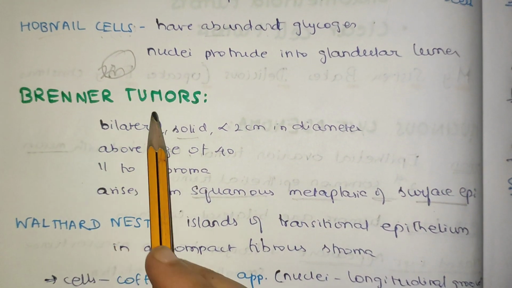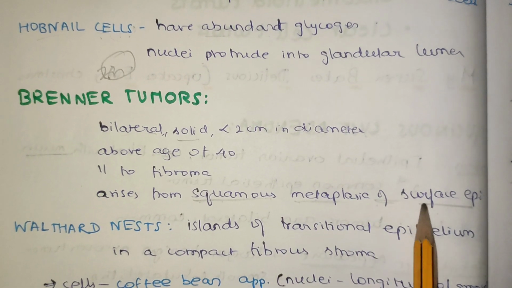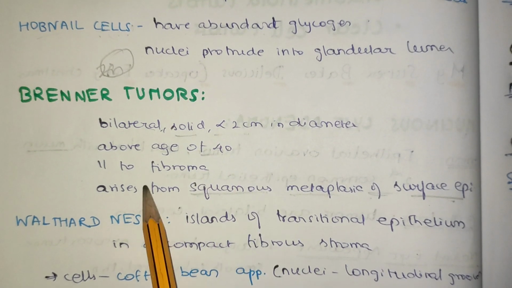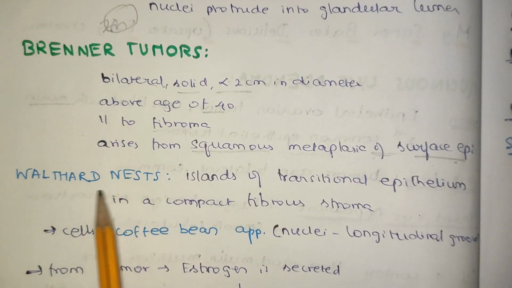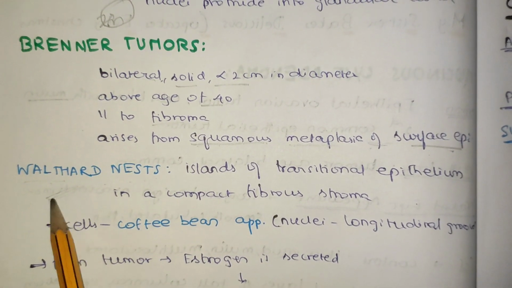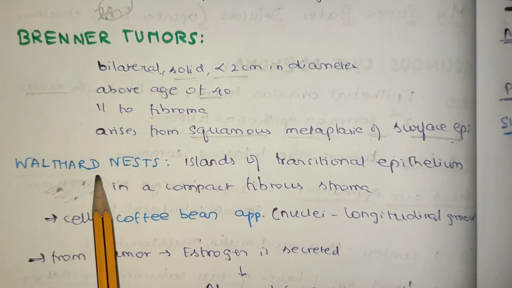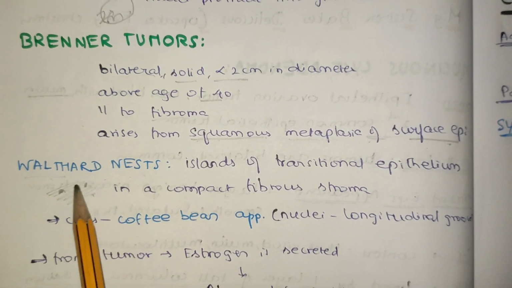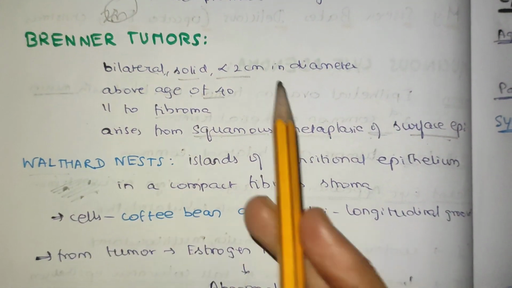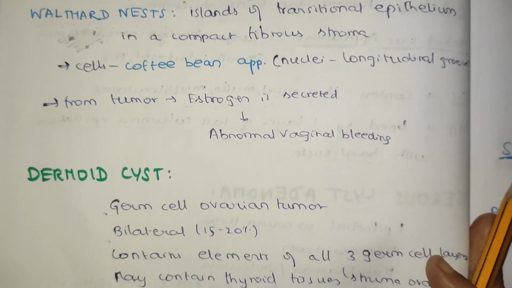So an important point about Brenner's tumor is where it arises from. It arises from squamous metaplasia of surface epithelium. Age group is above 40 years, and it is less than 2 cm in size. It is similar to fibroma. An important term here is Walthard nest. Walthard nest means, in a compact fibrous stroma, there are islands of transitional epithelium here and there. The cells present here have a coffee bean appearance, and from this Brenner's tumor, estrogen is secreted, and this leads to abnormal vaginal bleeding.